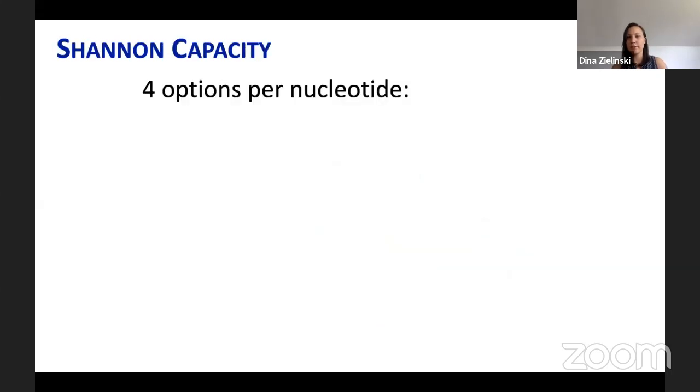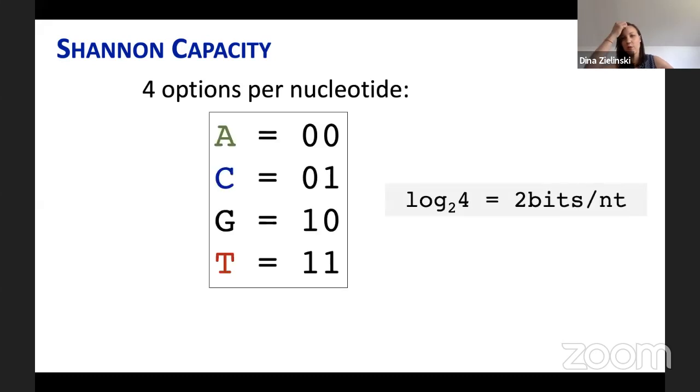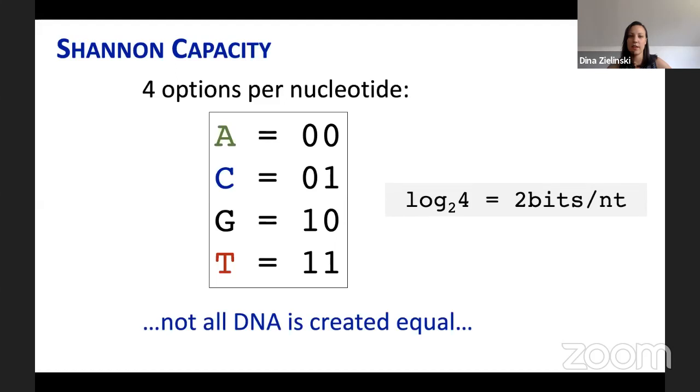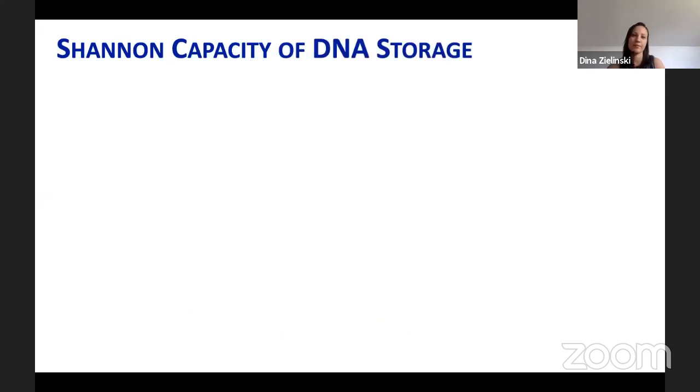So when we're looking at the Shannon capacity of DNA, it's not quite the same as just simply storing 0s and 1s. We have 4 options per nucleotide here. So that's why we can get 2 bits per nucleotide. So this is the theoretical maximum. But the reality is we can't actually store 2 bits of data per nucleotide. And that's because DNA has some constraints that can introduce errors when you're writing or reading it.